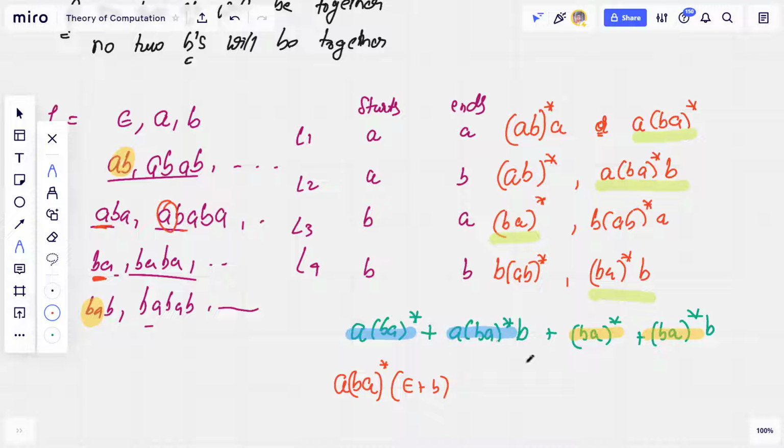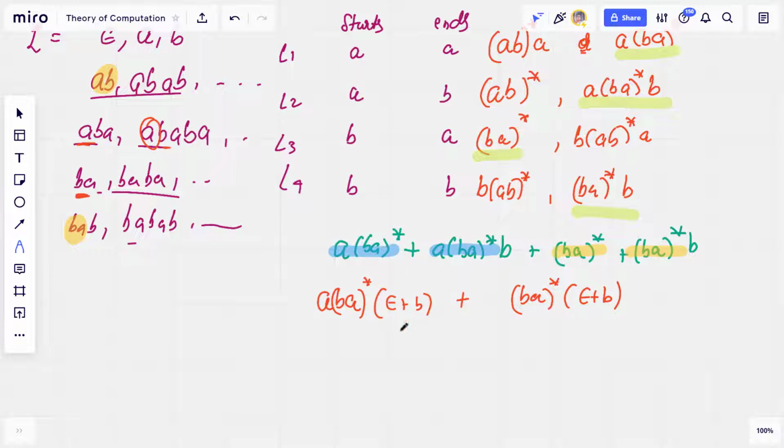Alright, epsilon plus b, and from this side I am taking simply b star common from the left hand side. So again it will be epsilon plus b or b plus epsilon, it doesn't really matter because plus is commutative. And then we can take epsilon plus b common from the right hand side. So it will be a b a.